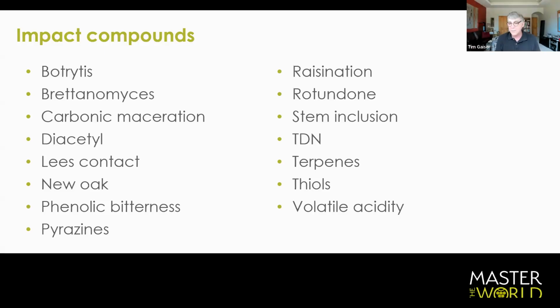Okay. Next up is lees contact. After fermentation, you got lees. Lees are in the wine that cause fermentation. If you leave the lees in the wine, over time, it can add richness and texture. It adds certain aromas and flavors and, frankly, some complexity.